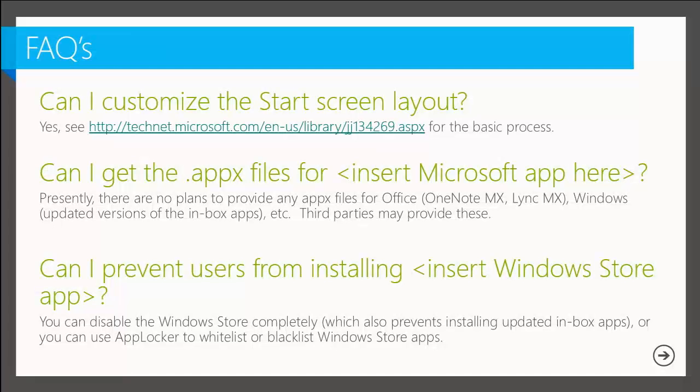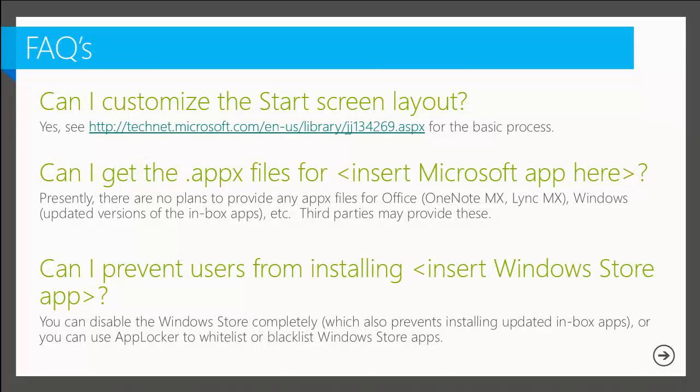As far as preventing users from installing a particular application, there really isn't any good way to do that. Once the store is enabled, they can install anything they want. There's no way to restrict on category. So maybe you wanted to say, let them install productivity apps, but don't let them install anything entertainment or games.